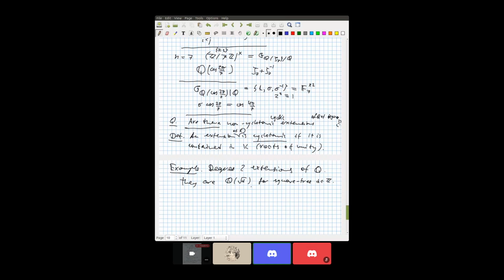But I claim that all these extensions are cyclotomic. Do you know this? That they are contained in a certain field generated by roots of unity. Do you know this? No.